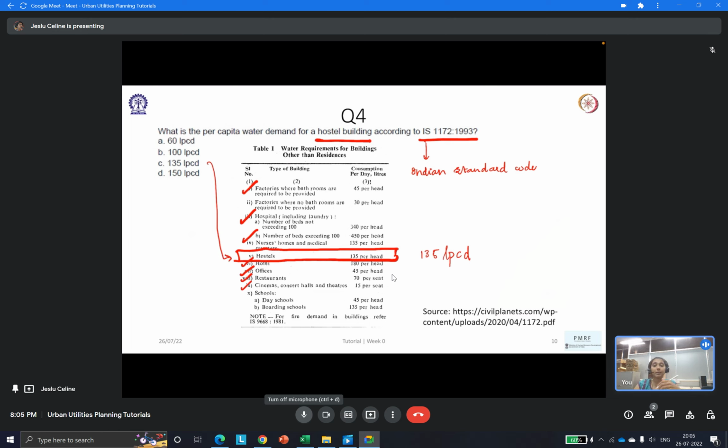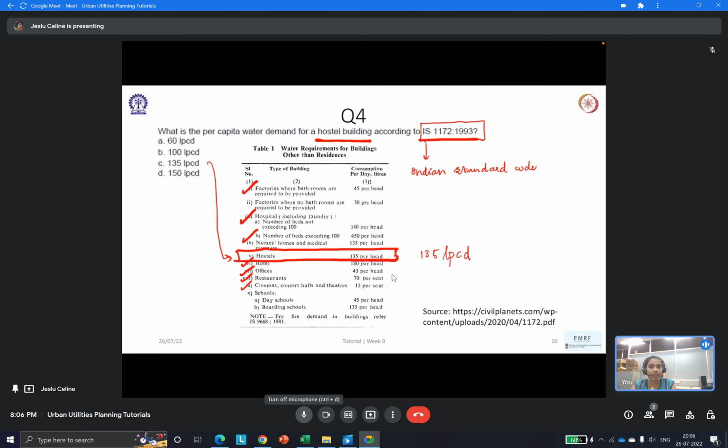But the important point of this question is that you remember this code and you save this code, because this is going to be useful in the future. In this particular question, the code was mentioned, but sometimes the code might not be mentioned, and we ought to know which is the code that we need to refer to. Don't worry, by the end of this course, you will be able to understand what are the different codes that we will be referring to, and what are the different standards which are to be followed. So that is the whole idea of this course also.